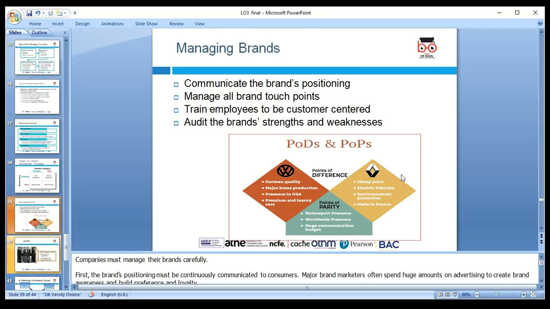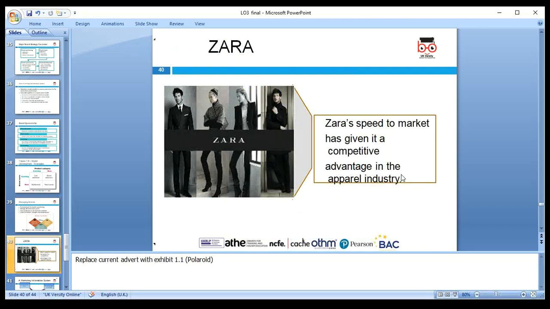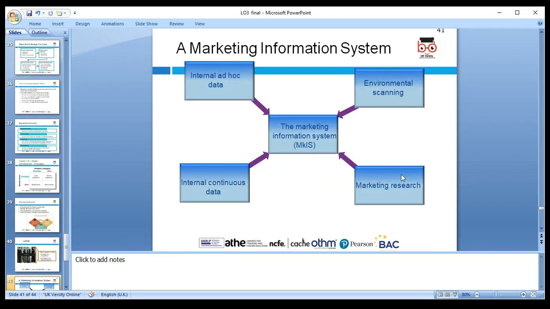Okay, think about Zara now; I hope we all know about Zara. Zara's speed in the market has given it its competitive advantage. So why Zara? I'm not sure if it is still in Pakistan or not. I think so. Fast fashion. Yes, so think about moving from one country to many, with deliveries and design, and the fashion changing rapidly. Okay, so that is what we need to focus on.